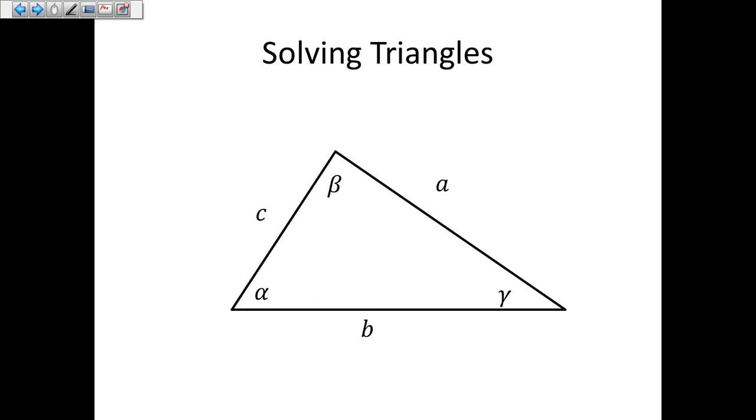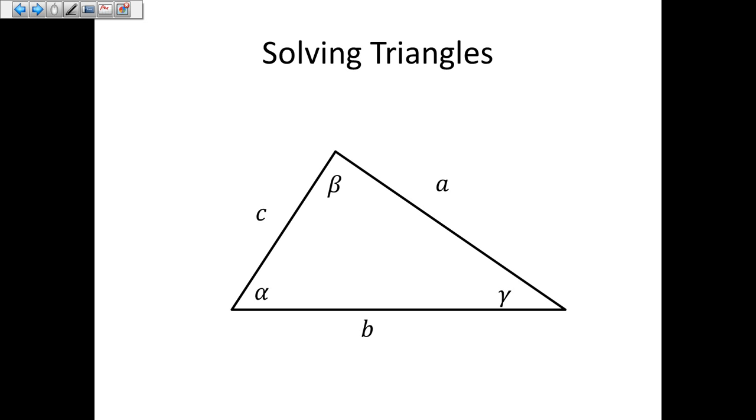Now, when you're told to solve a triangle, basically what they want you to do is find any missing side lengths and any missing angle measures. We are no longer limiting our look to just right triangles though. So there's no guarantee that any of these angles are 90 degrees. We're going to assume that none of them are 90 degrees, that this is not a right triangle.